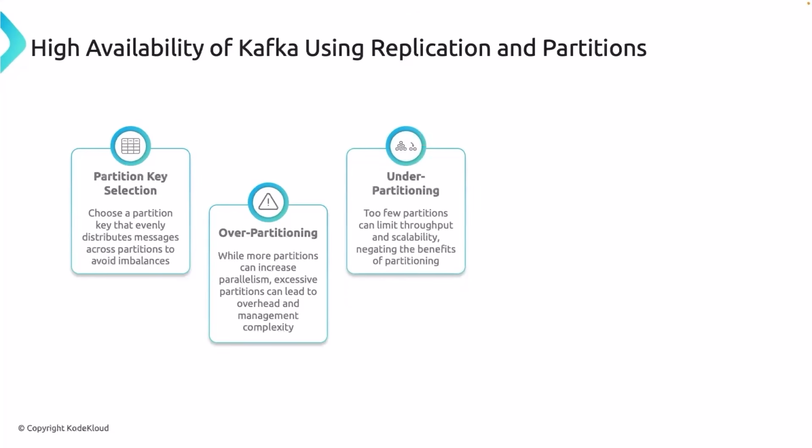On the flip side, underpartitioning is also an issue. Too few partitions can limit throughput, negating the benefit of partitioning itself. If you have too few partitions, consumers can't process messages in parallel efficiently, leading to bottlenecks. You need enough partitions to match your workload and consumer capacity.